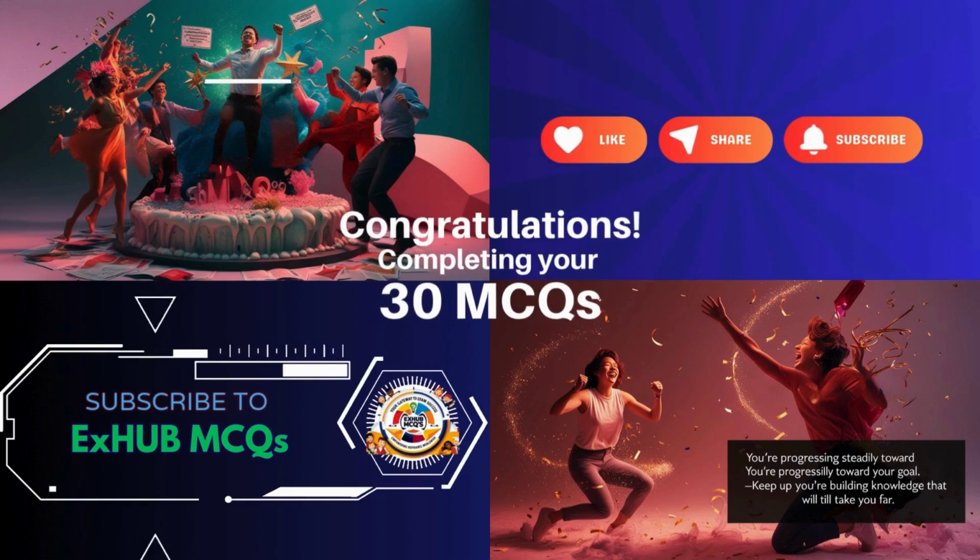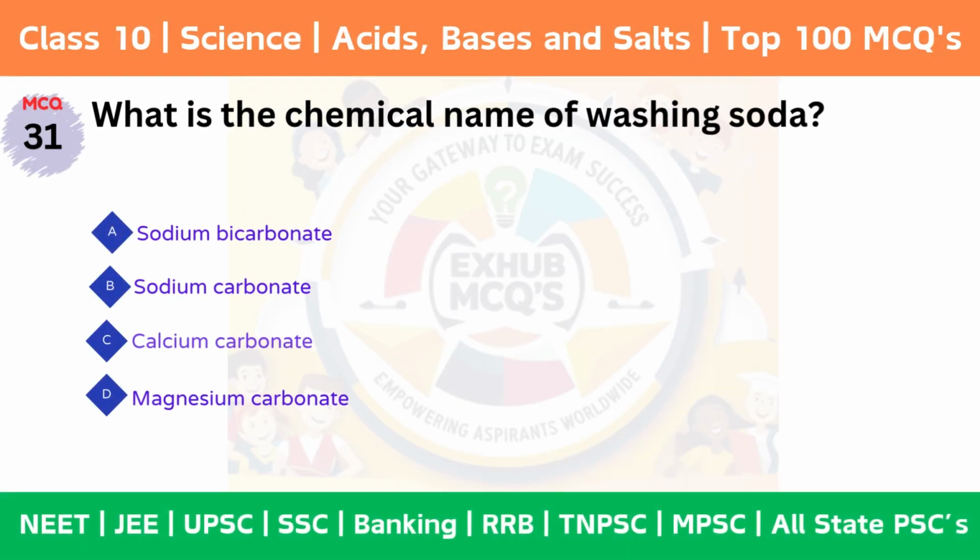Keep it up. MCQ 31. What is the chemical name of washing soda? Option A, sodium bicarbonate. Option B, sodium carbonate. Option C, calcium carbonate. Option D, magnesium carbonate.